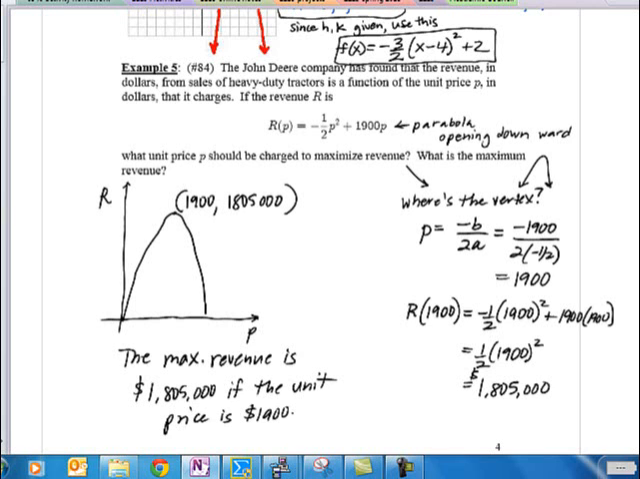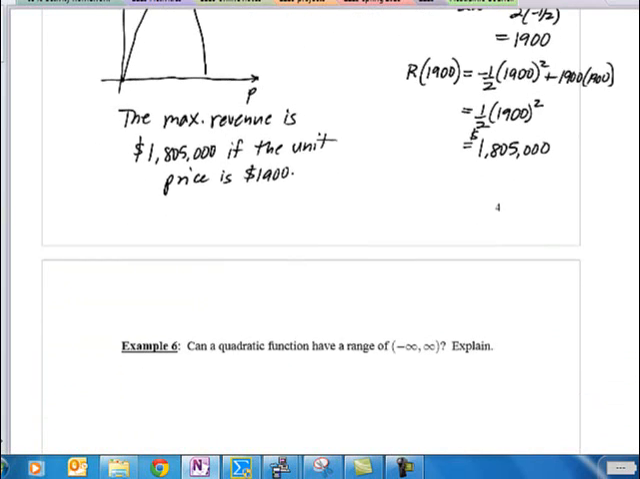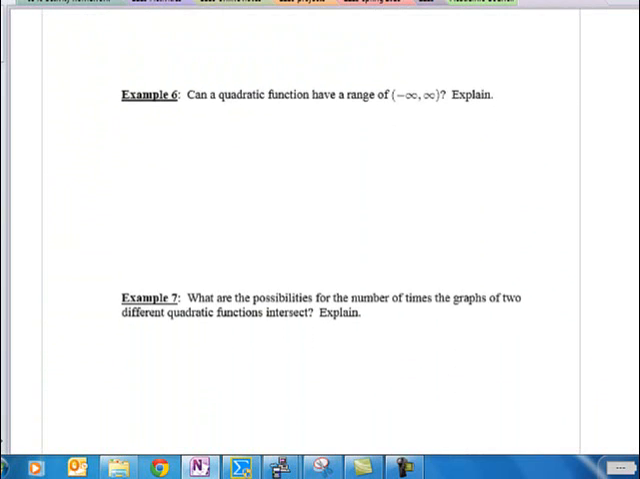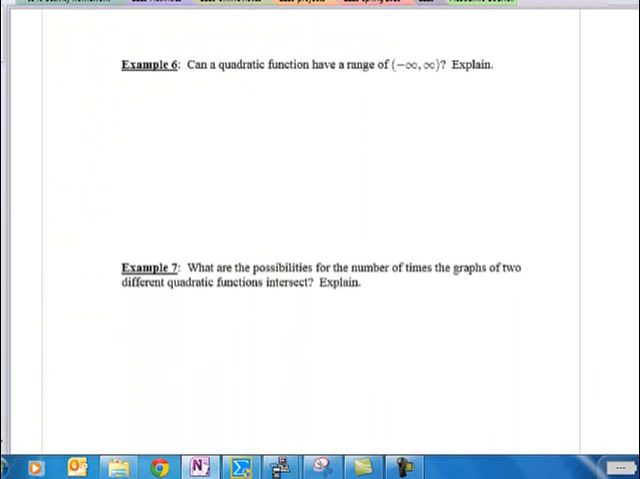And then a couple more less standard examples, just getting us to think about the behavior of these quadratic functions. The first question is, can a quadratic function have a range of negative infinity to infinity? And if you think about the shape of a quadratic function, it either has to be opening upward or downward, but there's always a relative max or a relative min. So there's no way that the range can be negative infinity to infinity. So we'd say no.